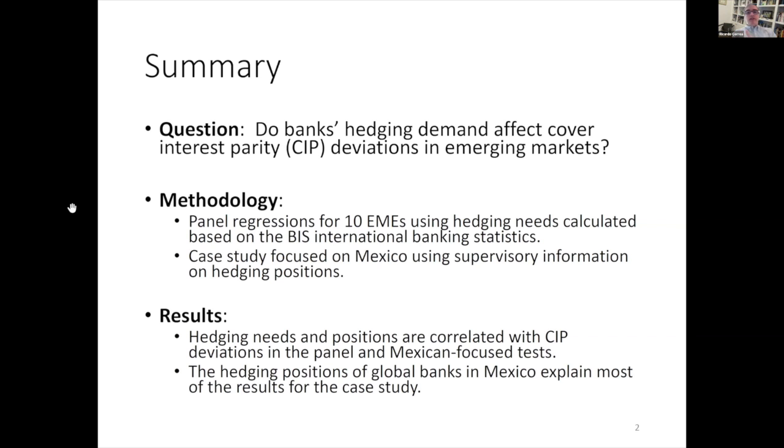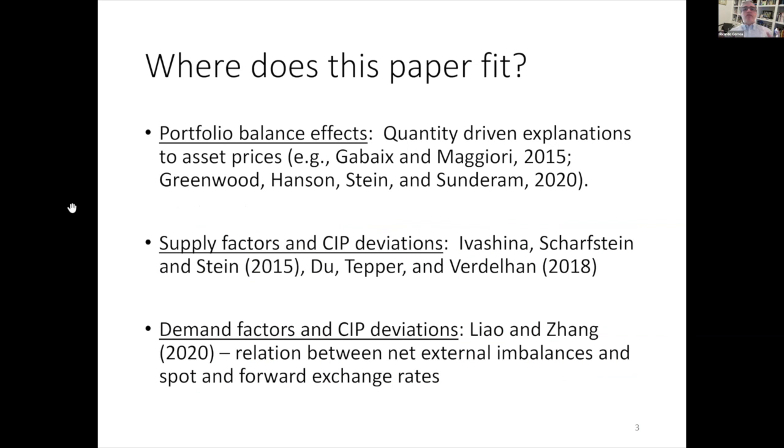It appears the hedging needs and positions of these banks are correlated with CIP deviations, both in the panel setting and in the Mexican case study. And interesting, at least for me, was this result about the global banks operating in Mexico, where, and also in the panel, she gets a similar result, that these global banks with offices in these jurisdictions are driving most of the results. So where does this paper fit in the literature?